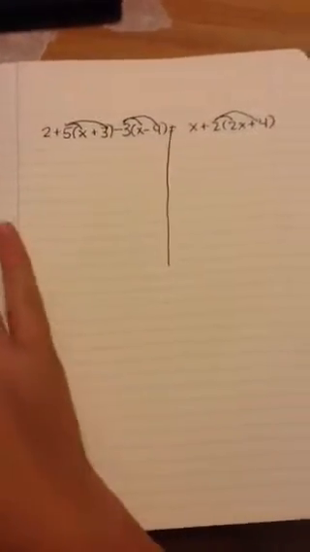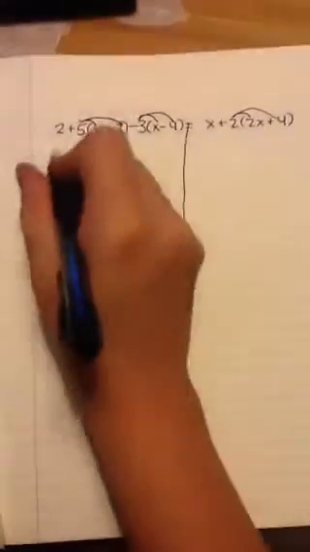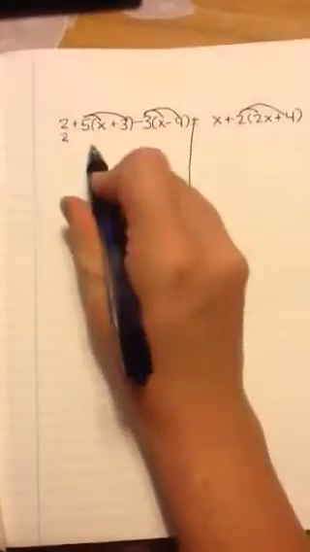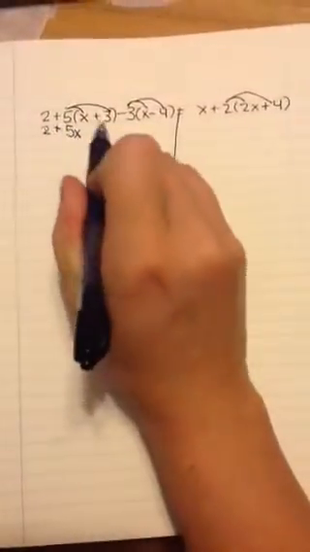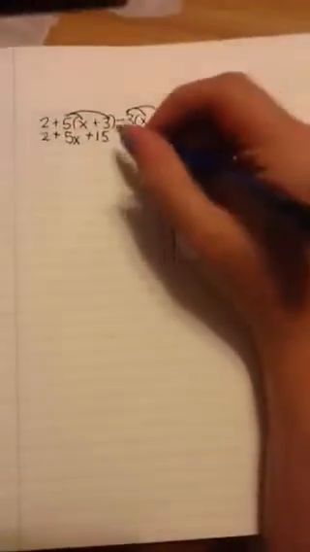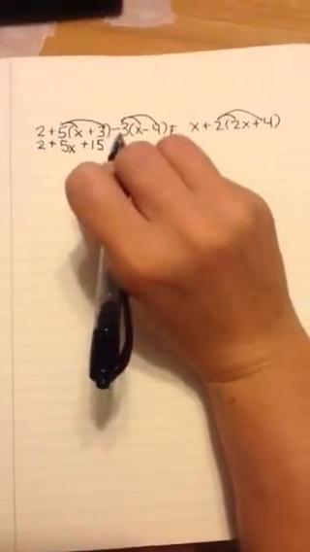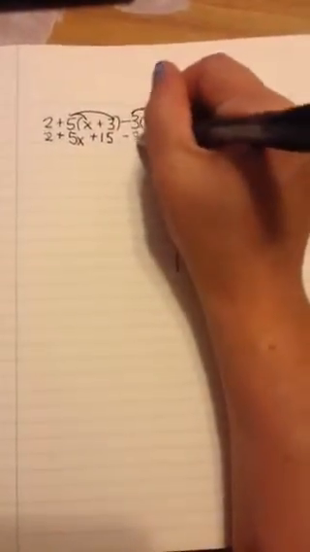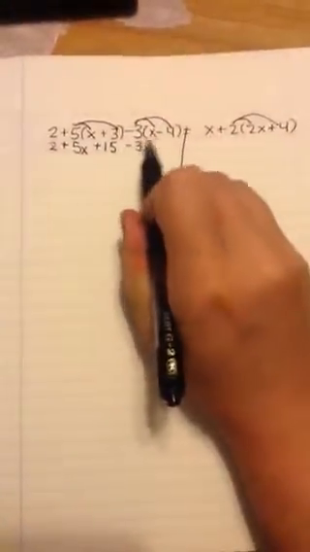Anything else that's not by parentheses, we're just going to drop down. So I'm going to bring that 2 down. Now we're going to multiply. 5 times x gives me a positive 5x. 5 times 3 gives me a positive 15. Okay, come over here, I'm going to distribute the negative 3, so I'm going to do negative 3 times x, which is negative 3x, and negative 3 times negative 4, which is a positive 12.